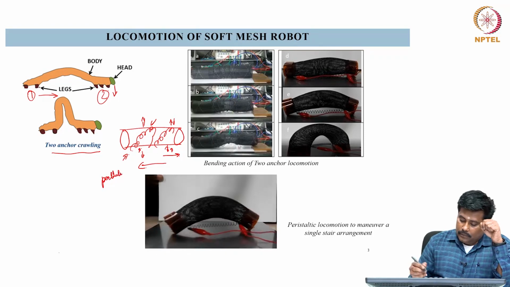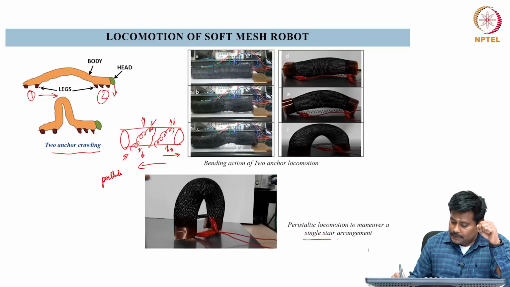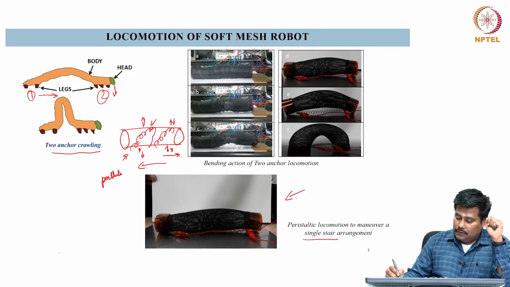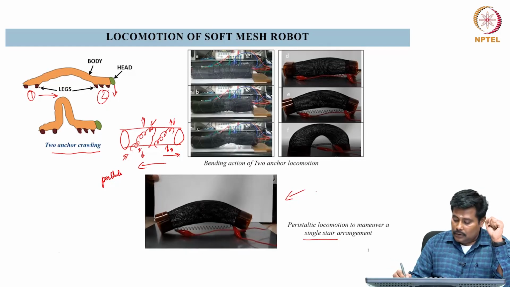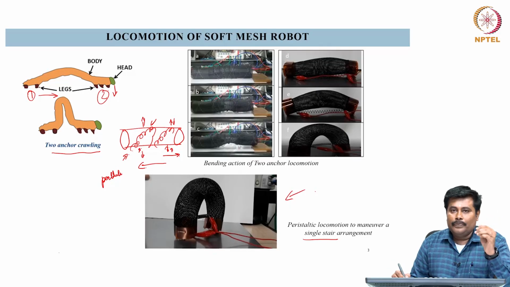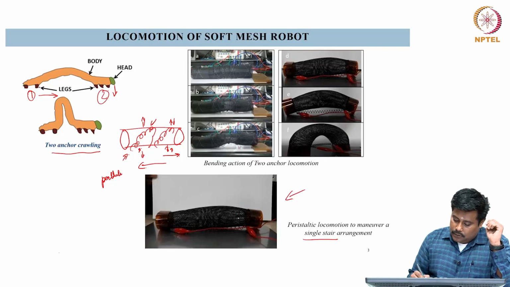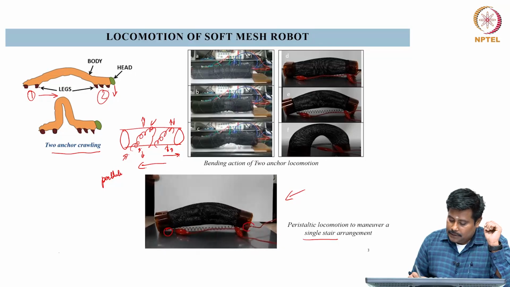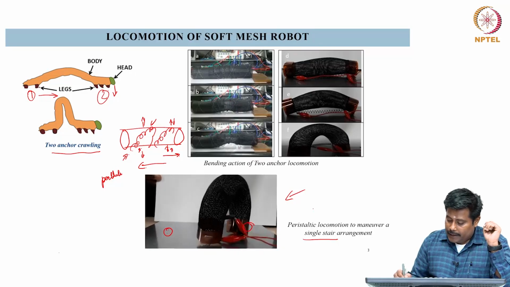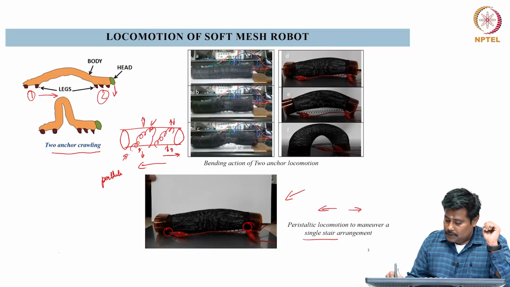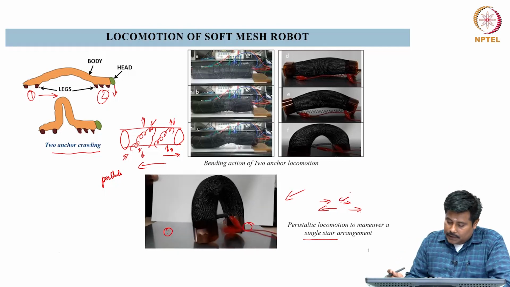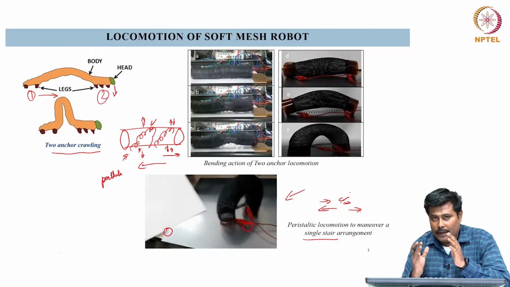In addition to this, one more locomotion we call a single stair arrangement. In the single stair arrangement as shown here, what we had performed is almost equivalent to a two anchor crawling system. In this two anchor crawling system, one end of the shape memory alloy is fixed over here and the other end is fixed over here. By actuating it, you get a positive and a negative displacement. That is, by actuating it, we get a compression in the spring, which leads to a compression in the entire PLA structure.